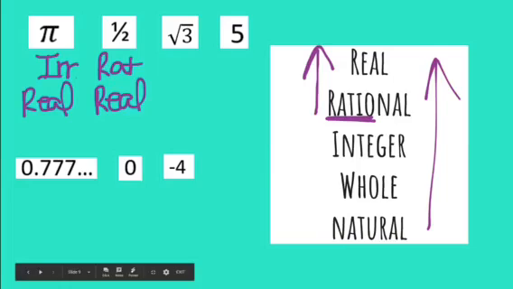The square root of 3. Put that in your calculator. No repeats, goes on forever. So that is irrational, but all irrational numbers are also real.